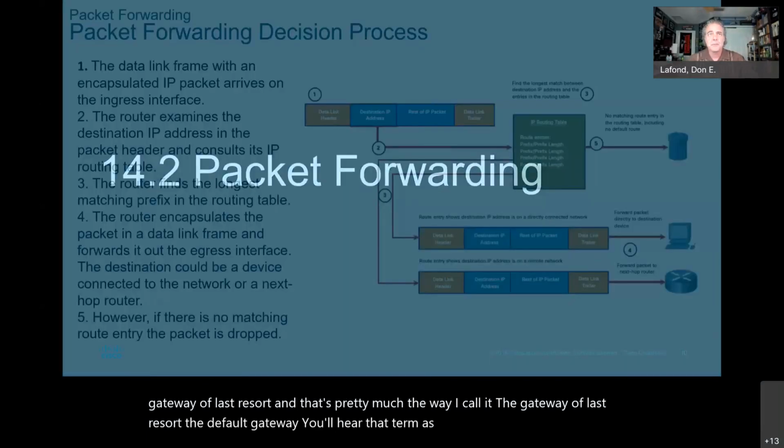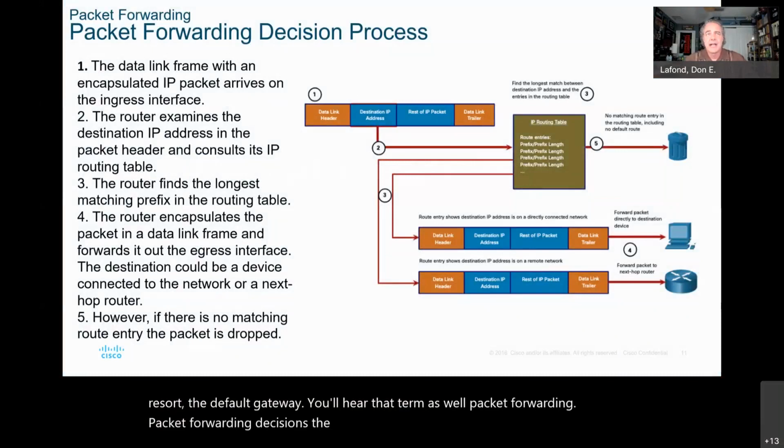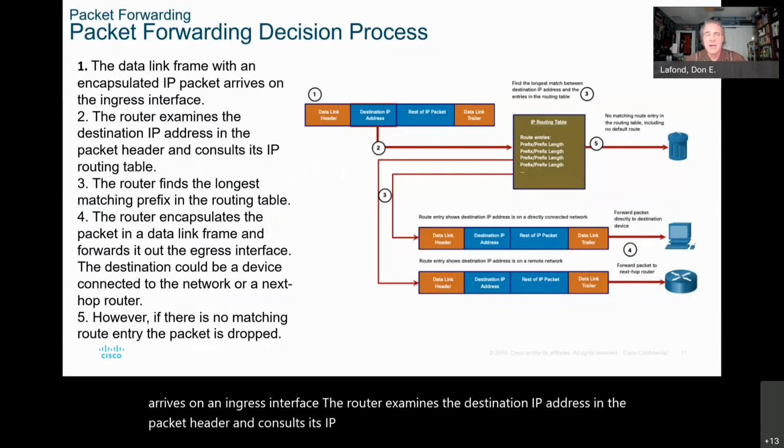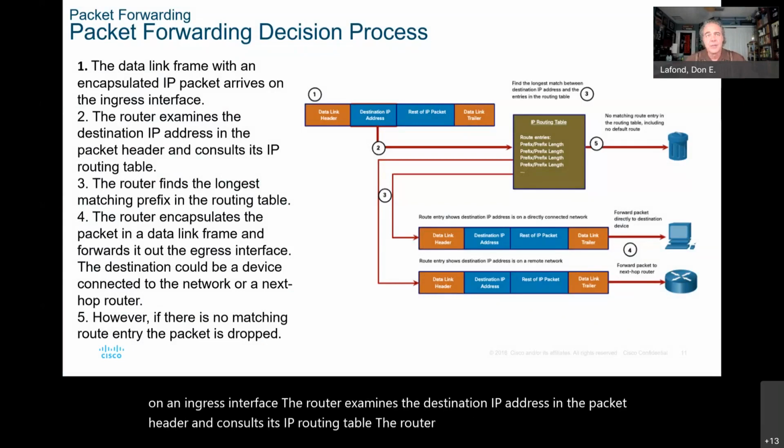Packet forwarding. Packet forwarding decisions: the data link frame with an encapsulated IP packet arrives on an ingress interface. The router examines the destination IP address in the packet header and consults its IP routing table. The router finds the longest matching prefix in the routing table. The router encapsulates the packet in the data link frame and forwards it out the egress interface. The destination could be a device connected to the network, or it could be just the next hop router. However, if there are no matching routing entries, the packet is dropped.